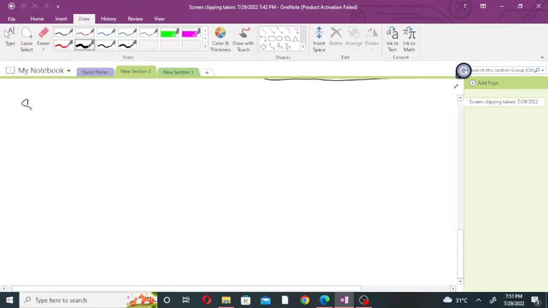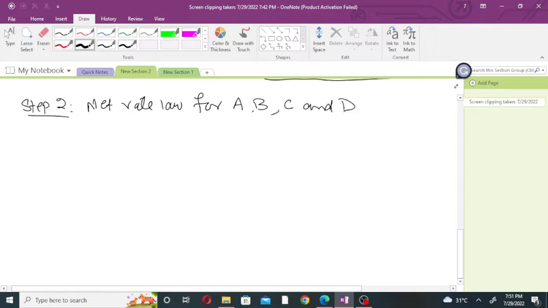Step number 2 is to write the net rate law for each component: A, B, C and D. The net rate of formation of component A can be obtained from the reactions. Reaction number 1 was A plus 2B gives us C, and reaction number 2 was 2A plus 3C gives us D.